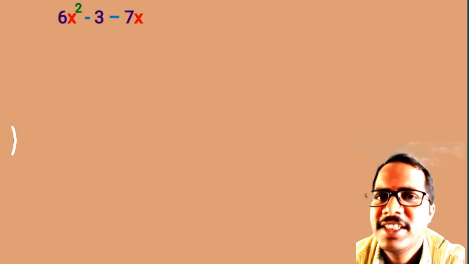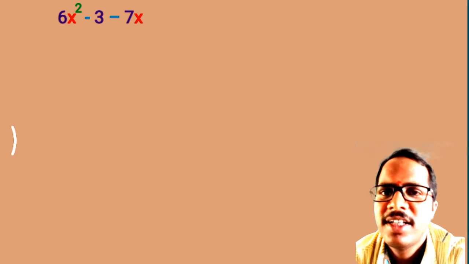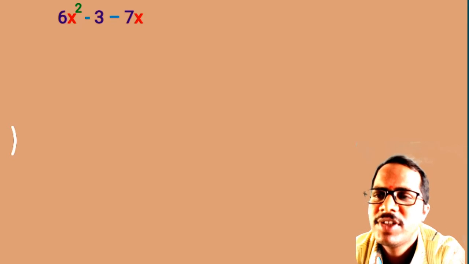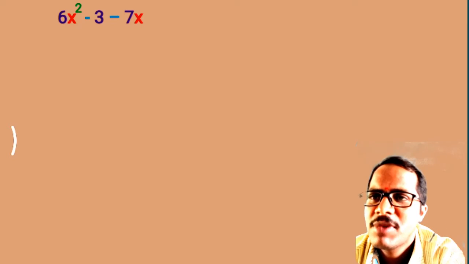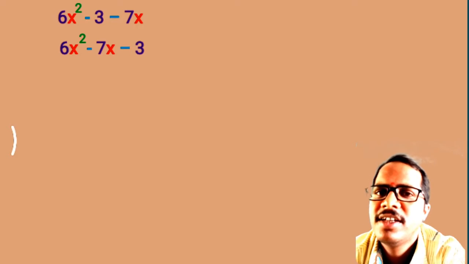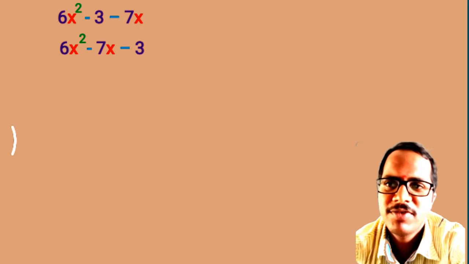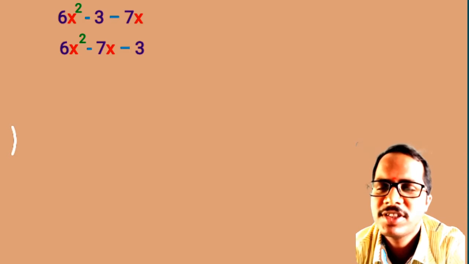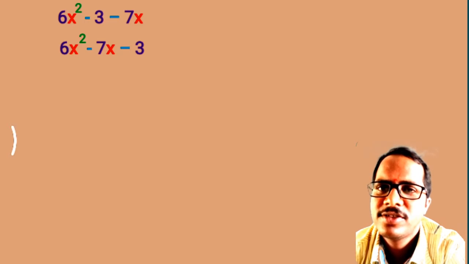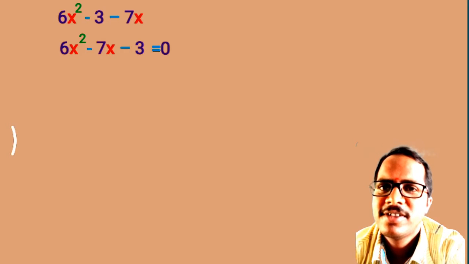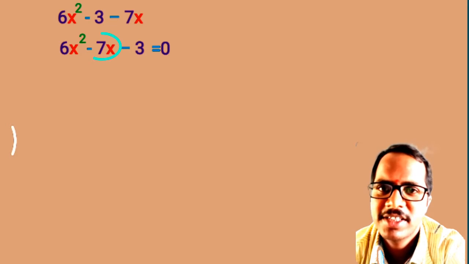So by writing the given quadratic polynomial in the standard form, we get 6x square minus 7x minus 3, and let us equate this polynomial value with 0 to find the zeros of this polynomial. So we get 6x square minus 7x minus 3 equals 0. Now to find the zeros, first what do we have to do? We have to split the middle term, that is minus 7x.